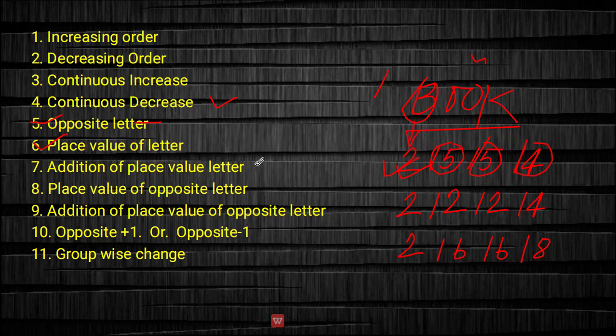So there may be addition of place value of letters, place value of opposite letters, and addition of place value of opposite letters, or there may be an opposite letter plus 1 or opposite letter minus 1, or group-wise the letters can be changed. So these are the varieties of coding and decoding questions you will get at the time of your exam. So let's see, I will show you some questions and you just try to solve.